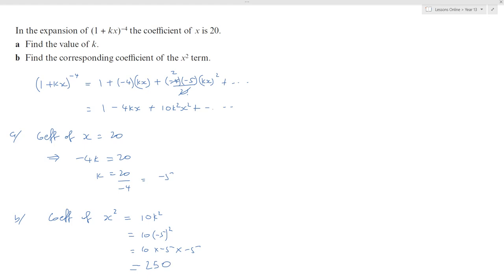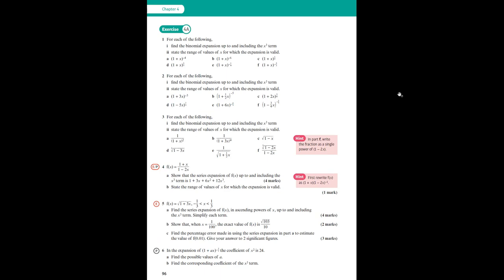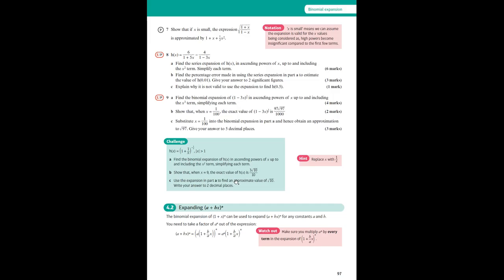So, questions for you to follow. The questions are exercise 4A on page 96. I'd say we'll have a go at all of question 1 and question 2 because they are the foundation, and then most of question 3, and then you're ready to start doing the exam style questions 4, 5, 6. There are only 9 questions, so it goes on to page 97, and 1 challenge question when you're ready. Good luck.